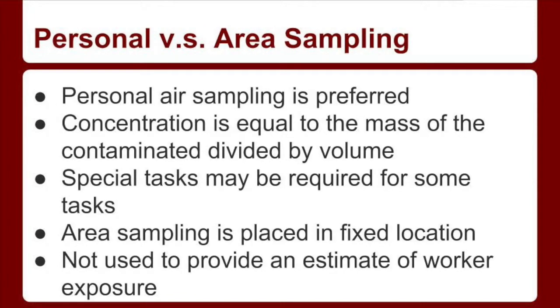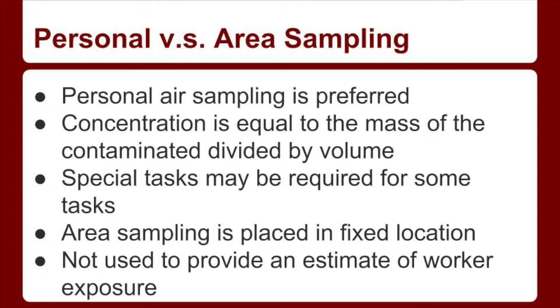Personal air sampling is the preferred method of evaluating worker exposure to airborne chemicals and is usually required for compliance sampling. The worker wears a sampling device that collects an air sample. The sampling device is placed as close as possible to the breathing zone of the worker so the data collected closely approximates the concentration inhaled.